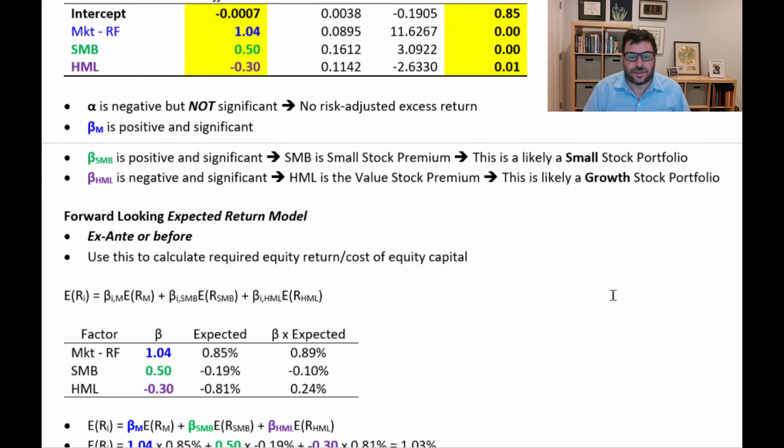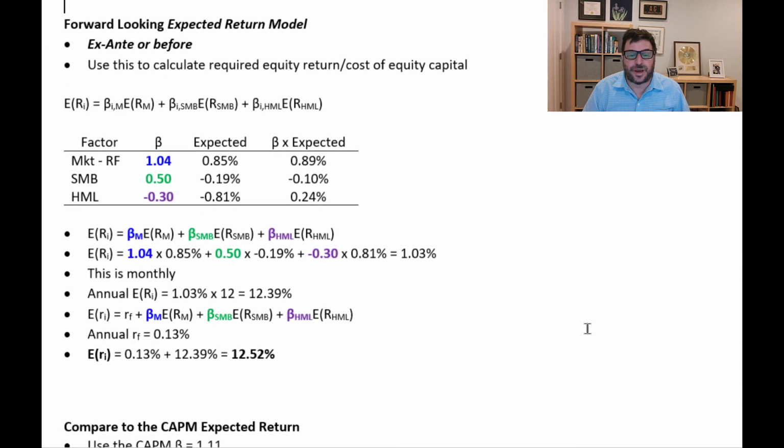Let's look at the forward-looking expected return. And so now I'm not looking at what happened afterwards, but looking at beforehand, and we just did this in Excel again. We can use this to calculate the required equity return or some sort of cost of equity capital. And so here I have the expected risk premium. If this were a stock, it doesn't quite make sense for a mutual fund. So for a second or two, let's pretend this is a stock if we're thinking about this in terms of the cost of equity capital. But I can also think about this as the required return, the expected return for this portfolio.